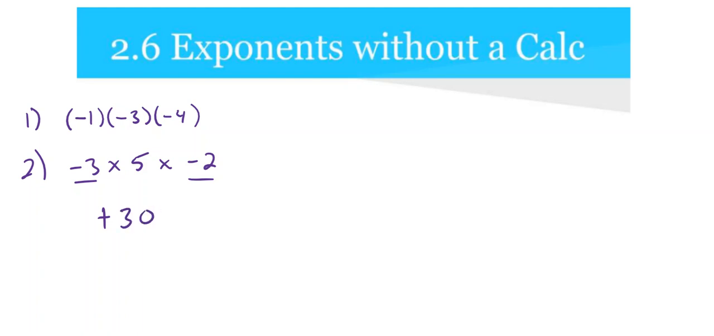You could do that in any order you wanted. You could have gone 3 times 2 is 6, times 5 is 30. It doesn't matter the order of these when you're multiplying. It would if there was adding or subtracting in there.